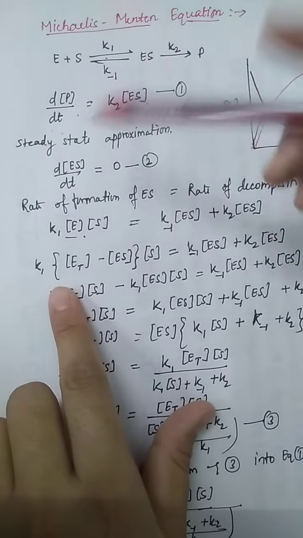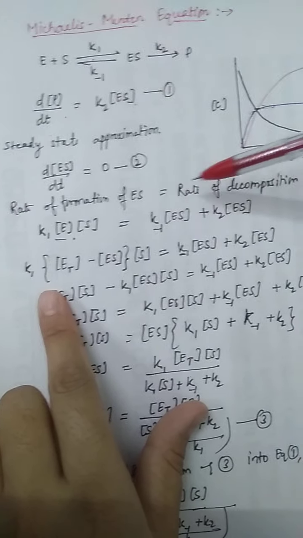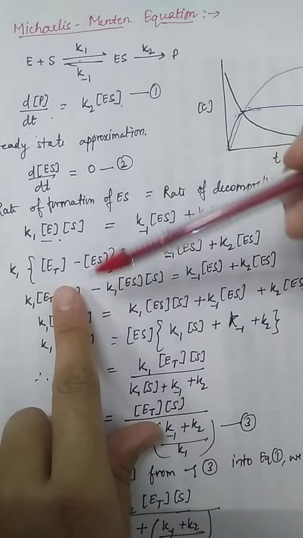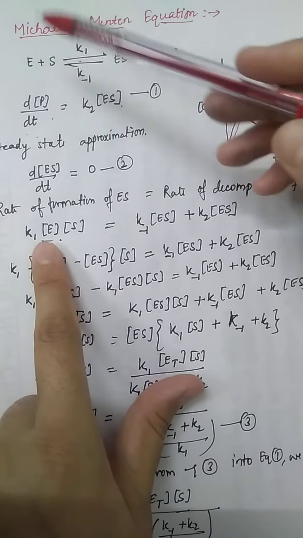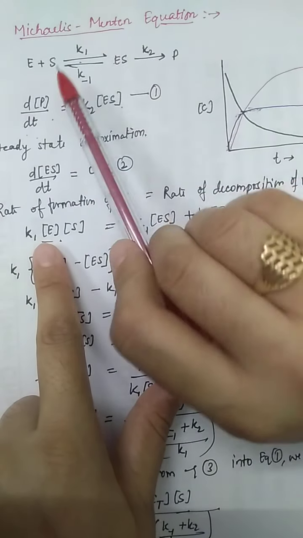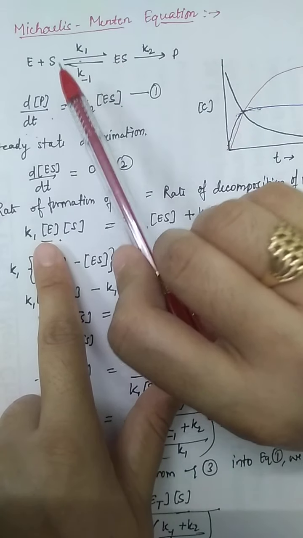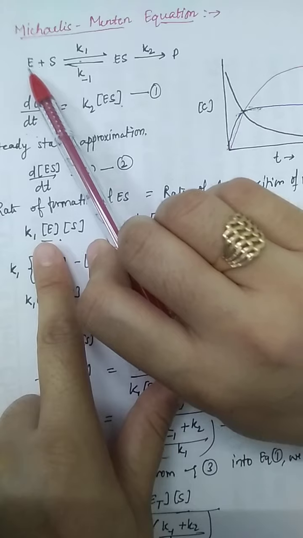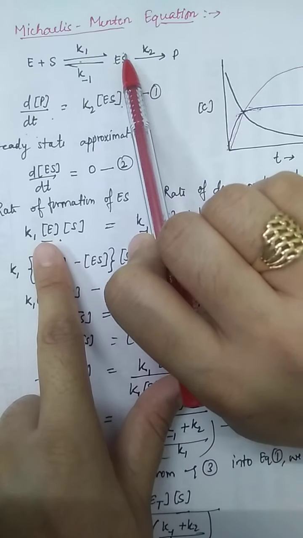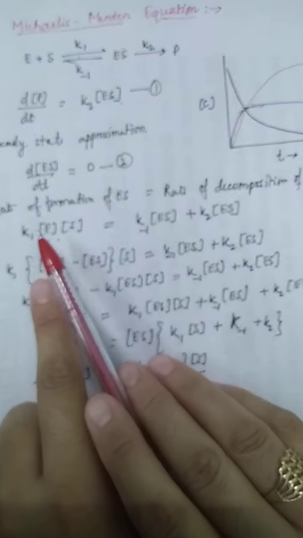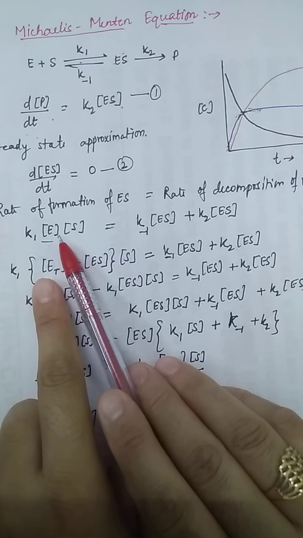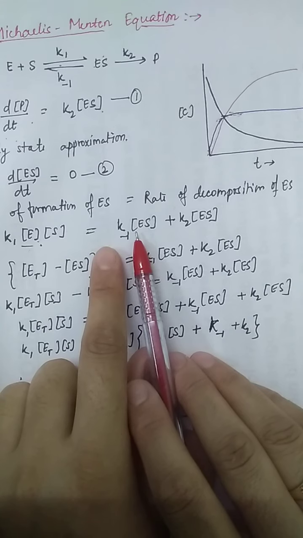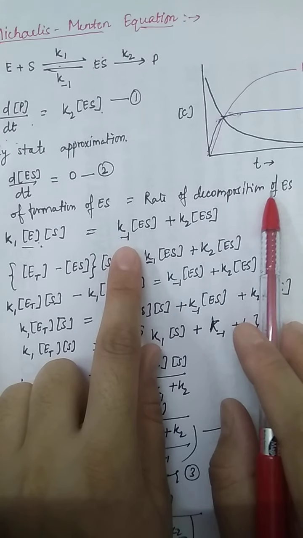or we can say the rate of formation of enzyme substrate complex is equal to the rate of decomposition of enzyme substrate complex. So the rate of formation happens in the forward step, the first step of the reaction. So enzyme and substrate combine to give us enzyme substrate. So we can write the rate as K1 enzyme concentration into substrate concentration. This we write down as equal to the rate of decomposition of enzyme substrate.